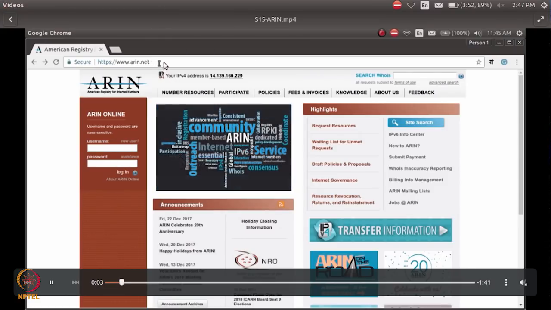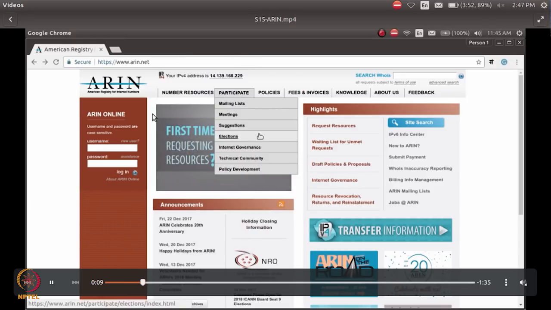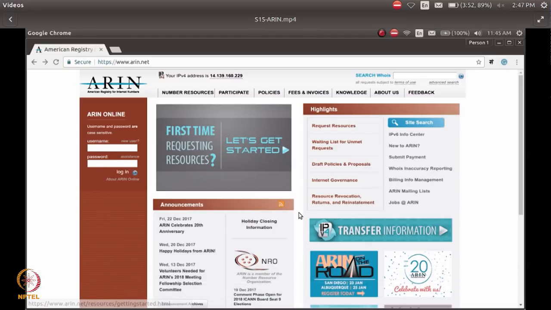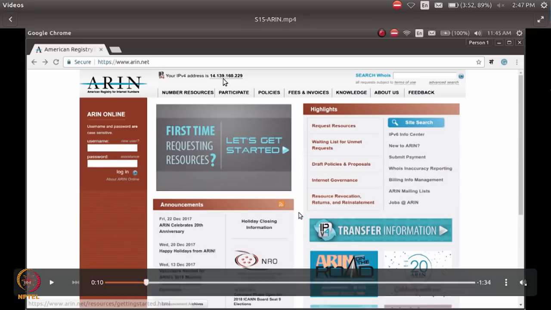So, if you actually use the URL www.arin.net, you will come across this website where, first, on the home page you will find an IP address displayed, and this IP address is the one from which you have logged in, from which you have accessed this particular server. So, you have accessed the arin.net site from this particular IP address.